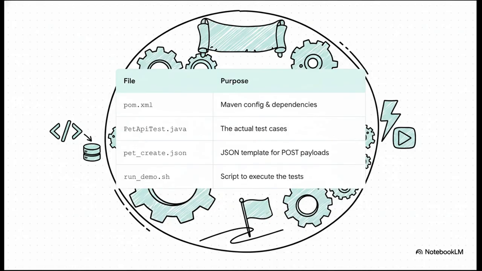And you can see from this slide just how simple the project is. This isn't some bloated, complicated framework. You've got your pom.xml to handle all the dependencies. Your actual tests are in the PetApiTest.java file. There's a JSON template for your test data, and a simple script to run the whole thing. It's all intentionally minimal, so you can focus on learning the testing concepts, not fighting with configuration.